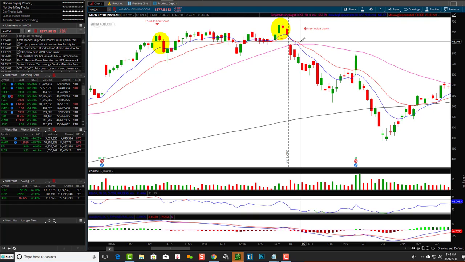Sometimes you'll get very close similarities, like pennants will look like triangles many times. Flags will look like wedges. Cup and handles will look like V-bottoms a lot of times.